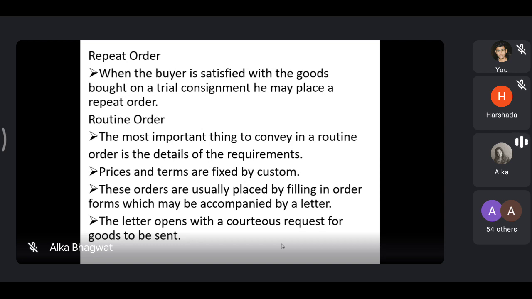So, a routine order is the order which, like I told you, in college, whatever routine orders we keep giving for the different groceries, for the vegetables. Now, vegetables cannot be ordered monthly. We have to order them daily, right? Every time we have any kind of kitchen practicals, we have to order daily. So we have to repeat that order depending on the indent, depending on the menu we are making.